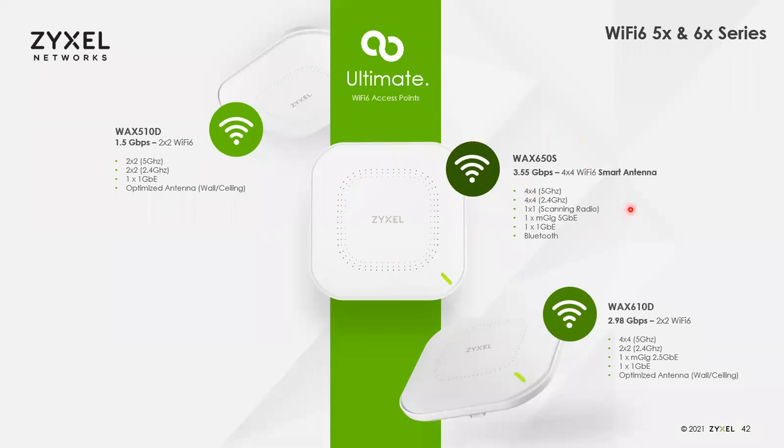Also, this one here is our only access point that requires an 802.3bt PoE device to operate at full speed. If you use an older 802.3at device, switch, or injector, it will still work, but at much slower speeds. So again, this is the one that needs the BT.